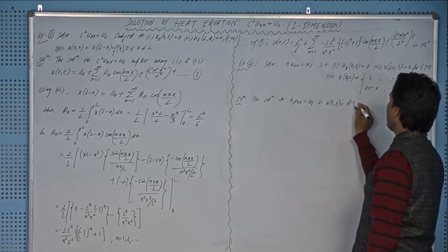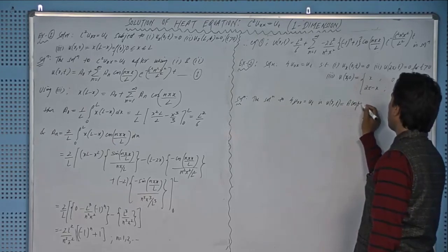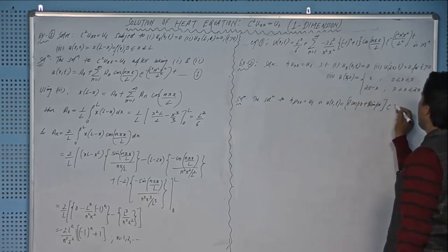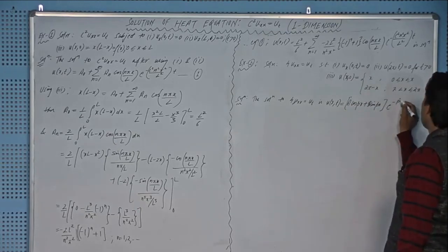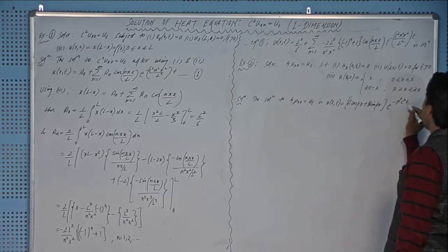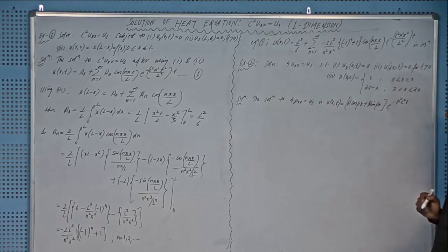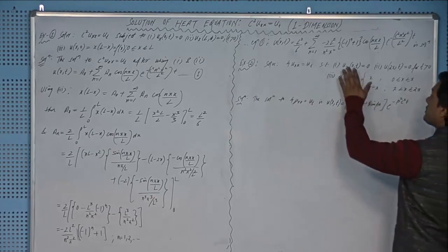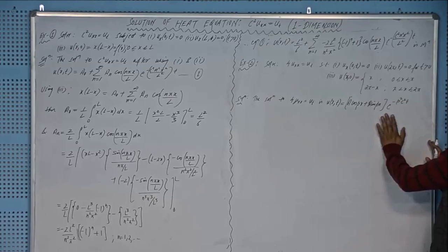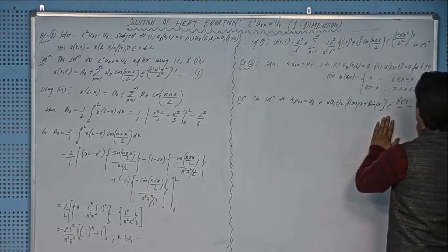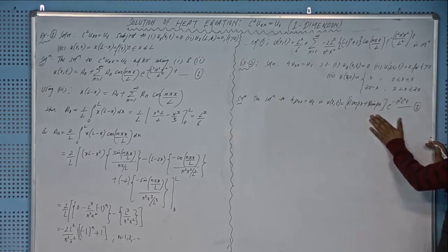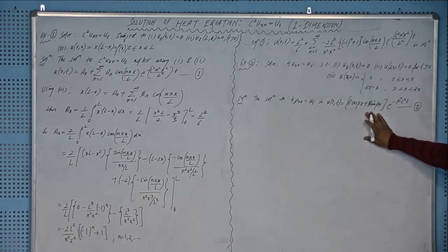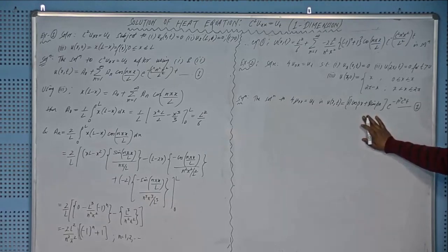a cos px plus b sin px, and that should be multiplied by e to the power minus p square c square t. Fine. This should be the solution. It is not having any of these conditions on it, right? Let me call it equation number 1. You can check that this is the solution. If you check the previous video, you can check that this was the solution, right?